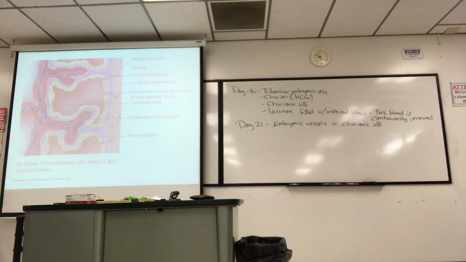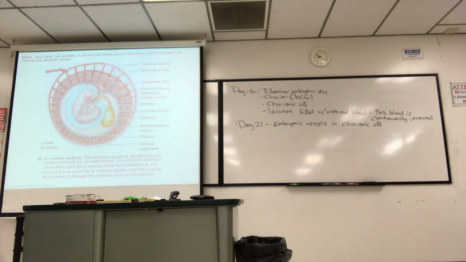And close-ups are good. It clearly shows you the three parts of the chorion: the cytotrophoblast, the syncytiotrophoblast, and the pink is the extraembryonic mesoderm surrounding the embryonic blood vessels. So this is blood flow circulating to and from the baby. So that's 21 days. Here's 4.5 weeks.